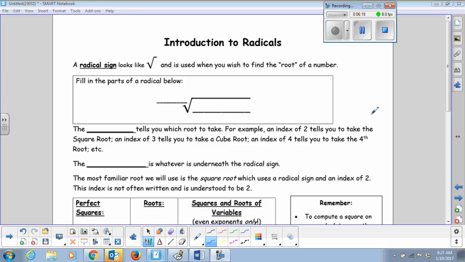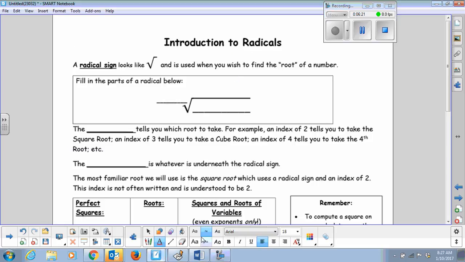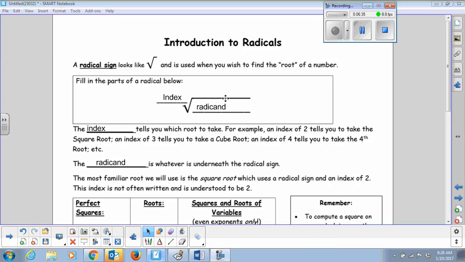Okay. Page 18 really isn't bad. It's just a couple definition words. The number in front is called an index. And this is called a radicand. The index tells you which root to take. If you have a 2 out here, we call that the square root, and that's the most common one. If you had a 3, it would be a cube root, 4, fourth root, and from there you just keep saying the numbers. Inside, this is called a radicand, basically anything under the symbol.